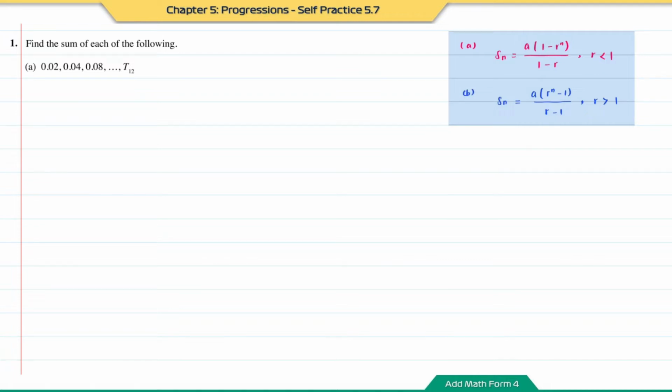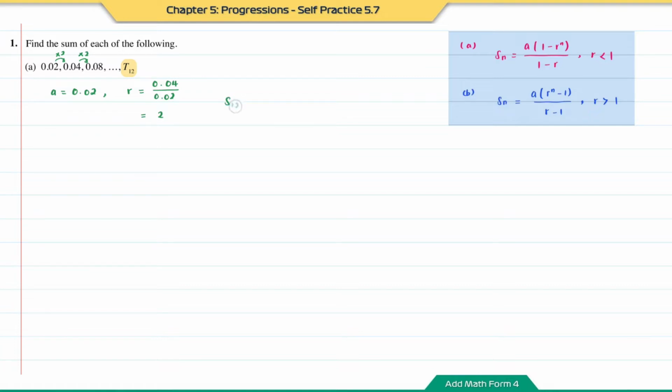To find the sum of a geometric progression, we're going to refer to this formula. Question A. From this geometric progression, the first term, which is the a, is equal to 0.02. And for the r, which is the common ratio, I'm going to use 0.04 divided by the previous term, which is 0.02. So the r is 2. In this geometric progression, you are multiplying 2 to the previous term. Now, as the r is more than 1, to find the sum of the 12 terms, I'm going to use the formula which I labelled as B here.